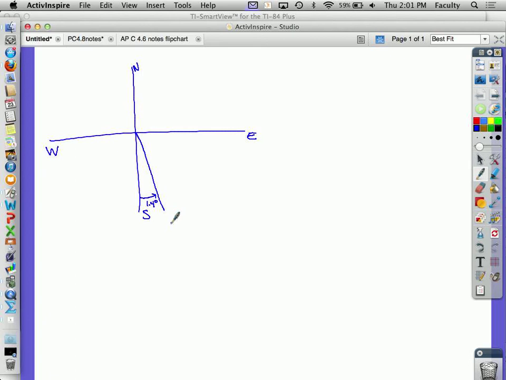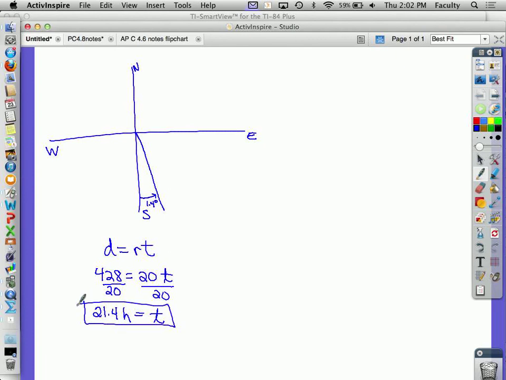Everybody okay? All right, now the first question says, how long will it take the boat to make the trip? I actually don't need the picture at all to answer that question. I know that distance is equal to rate times time. The distance is 428 nautical miles, and I'm going at a rate of 20 knots or 20 nautical miles per hour. So you're going to need your calculators. We'll divide by 20. And I'm getting 21.4 hours.